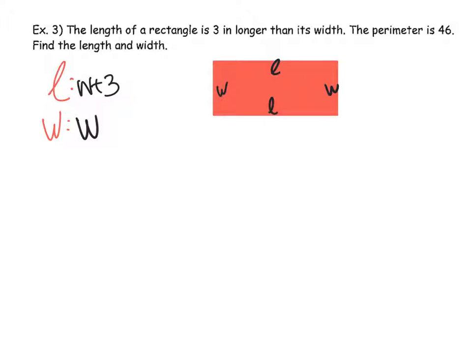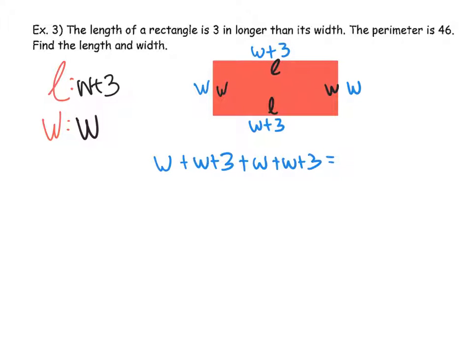Okay, please plug those into the sides of your rectangle. The long length side is W plus 3. Top and bottom, W plus 3. The left and right side is W. You're adding up all 4 sides. You can do this in a second. You're adding up all 4 sides. W plus 3 plus W plus W plus 3 equals 46. The perimeter is 46. All 4 sides added up make 46.